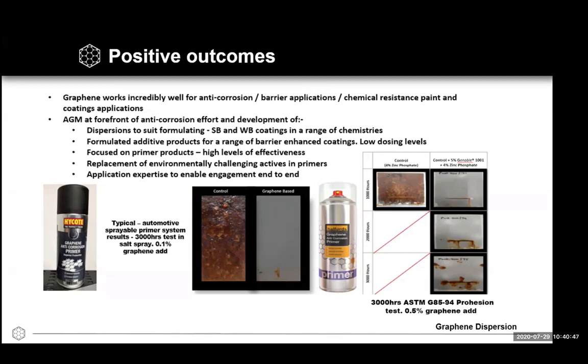And the graphene panel that you can see there is a 0.1% addition of graphene after 3,000 hours of prohesion salt spray. So around about a 4, 5, 6-fold increase in corrosion resistance. And as you can see from the photos, these are commercially available products that can be bought here in the UK.